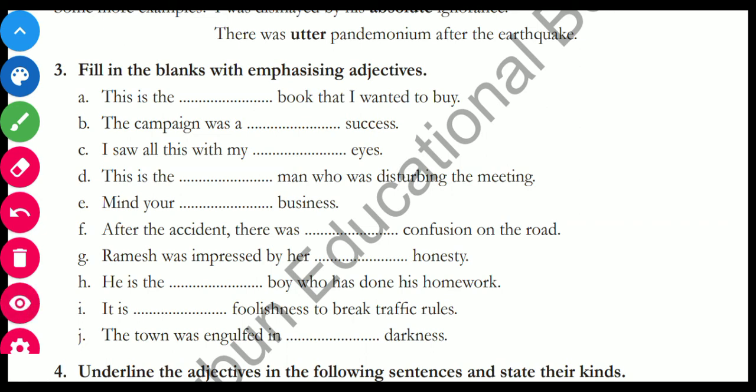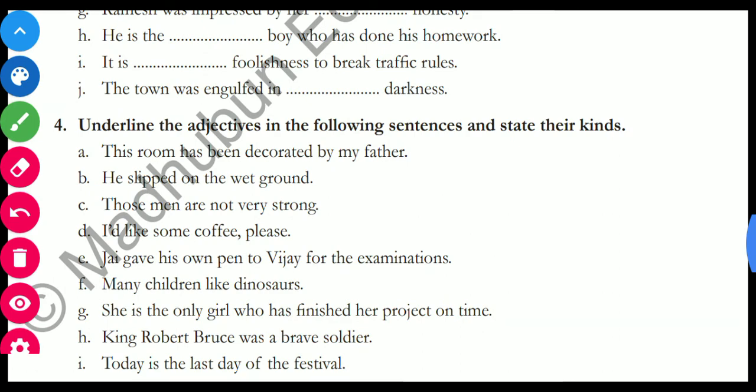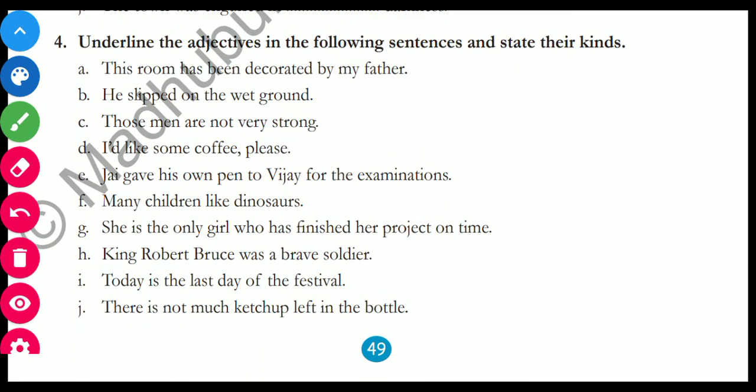Now we'll come to exercise number 4, wherein you have to underline the adjectives as well as state its kind. Which kind of adjective is the word? So we'll take the first 3 sentences and the rest are to be done by you. Next, let's see. This room has been decorated by my father. So over here we have my as an adjective, which is a possessive adjective. Next, B, he slipped on the wet ground. So wet is an adjective of quality.